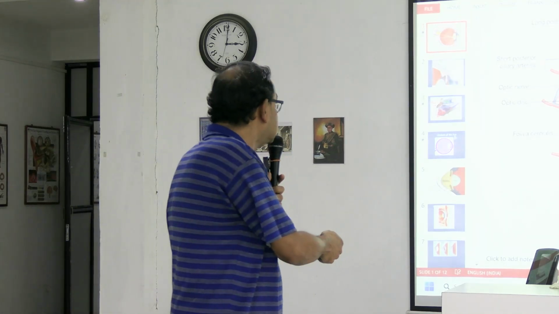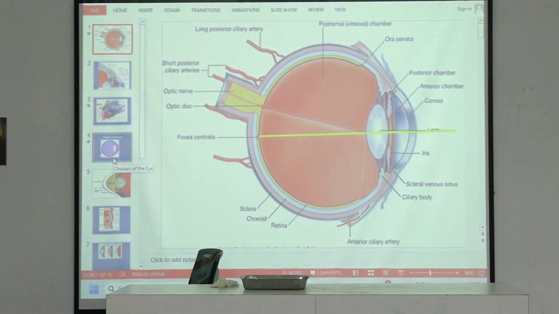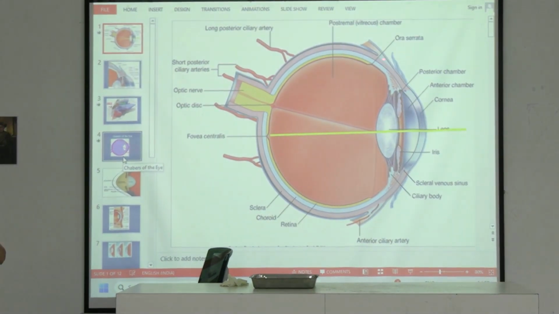The retina not only gets its blood supply through the central artery of the retina, but also gets its supply from the choriocapillary layer of the choroid. That much you just remember. Try to remember that one.